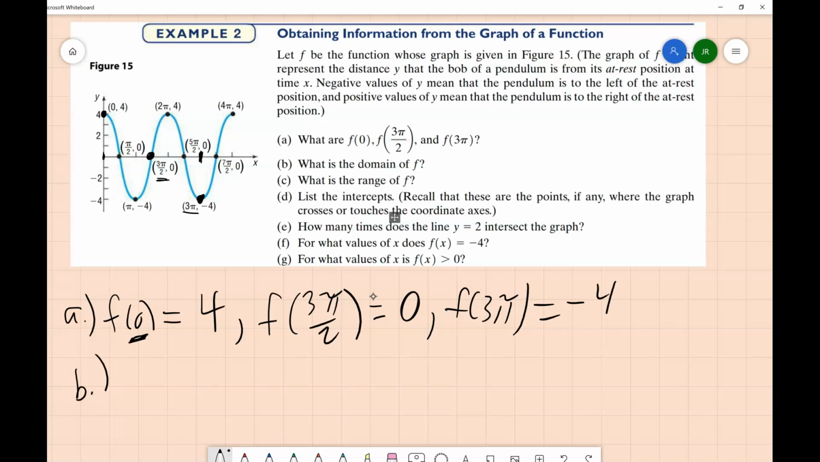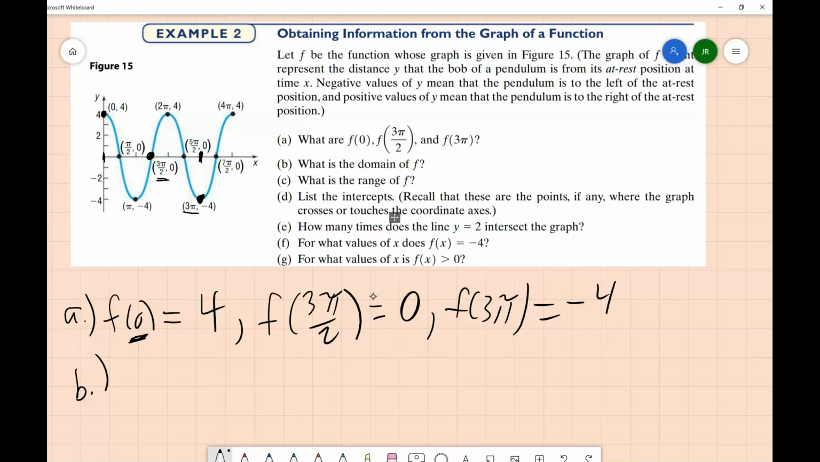All right, part B. What is the domain of f? Remember that domain means all of the x values that are represented in that function. All of the inputs, or x values. So looking at this horizontal axis, the question is, what values are represented in this blue curve associated with any value on this x-axis?